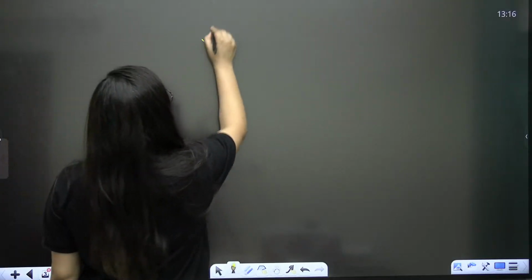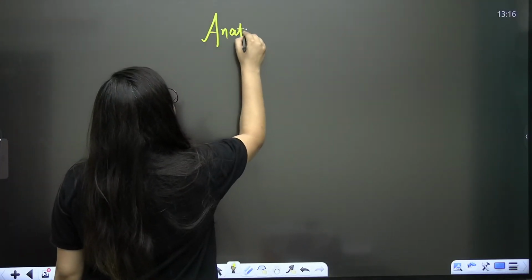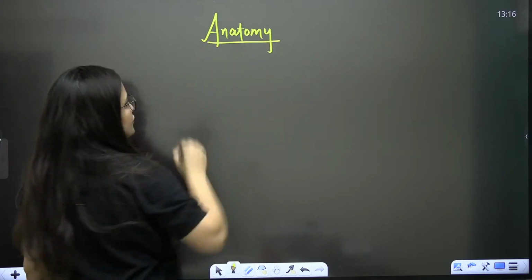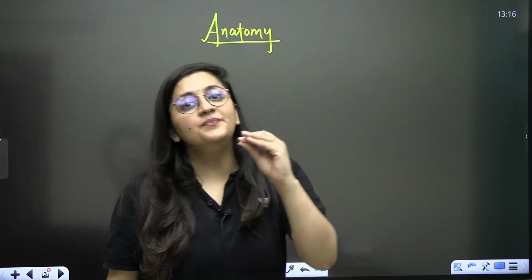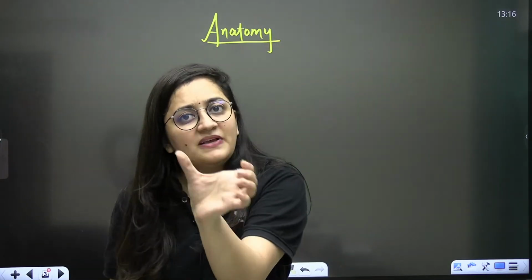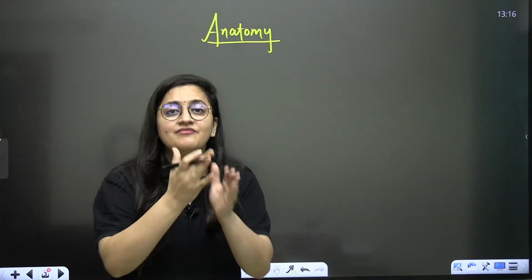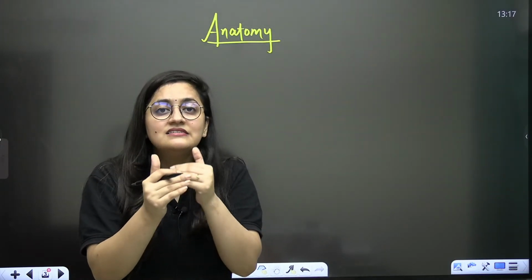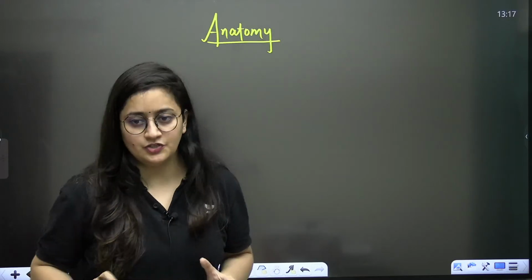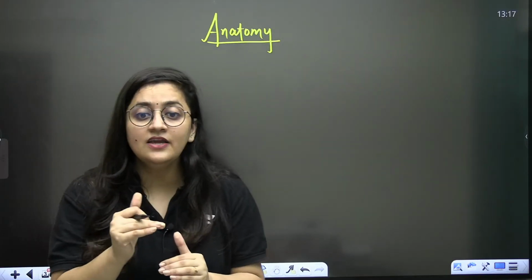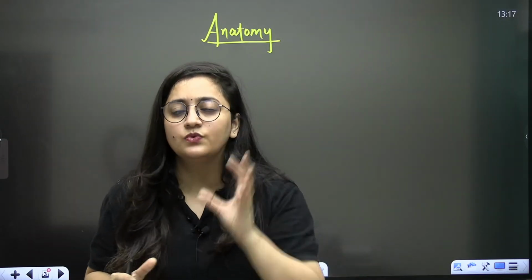So now quickly hit the like button and let's start this particular chapter, that is anatomy of flowering plants. Now, bache, the quick revision. When I have specified that we are talking about the flowering plants, anatomy of flowering plants is the branch of botany where we are studying the internal structure. That is what anatomy is.